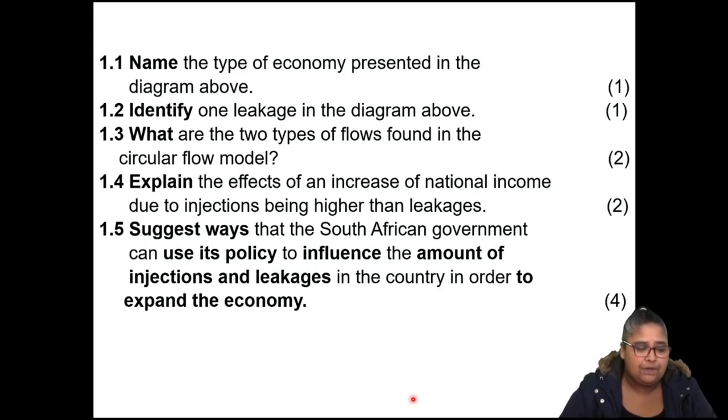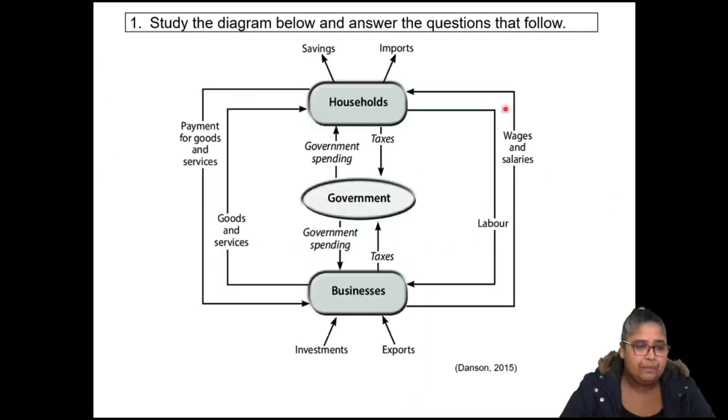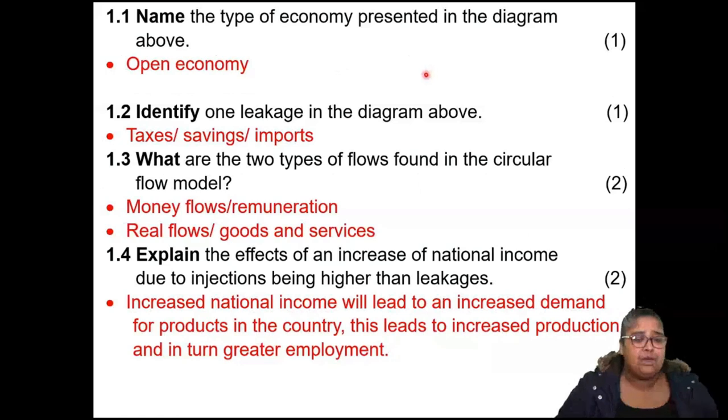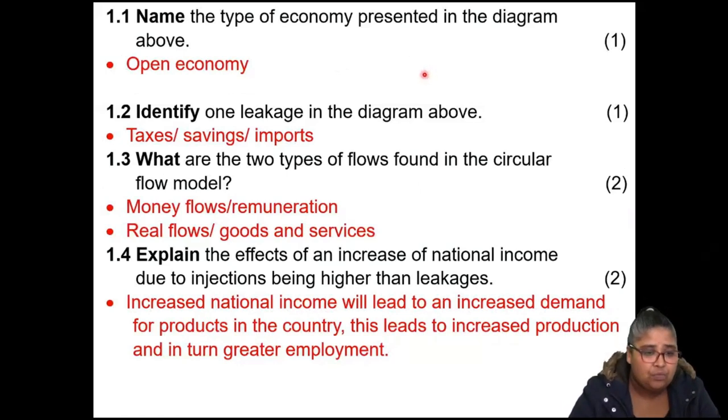Now this question refers to, let's have a look at the diagram again. So what type of economy is this? You can basically only see 3 of the participants, right? We know there's a 4th participant, and that 4th participant is the foreign sector. But based on the various flows here, we can see that the foreign sector is involved. And if a foreign sector is involved in the economy, that means that this is an open economy. And how do we know that the foreign sector is involved? Households are importing goods and services, and businesses over here are exporting. So this tells us that the foreign sector is involved in this economy. So if we look at the answers, name the type of economy presented in the diagram above, you would have simply said that this was an open economy.